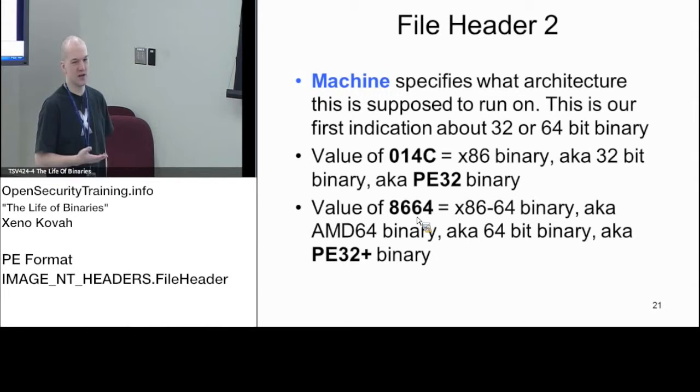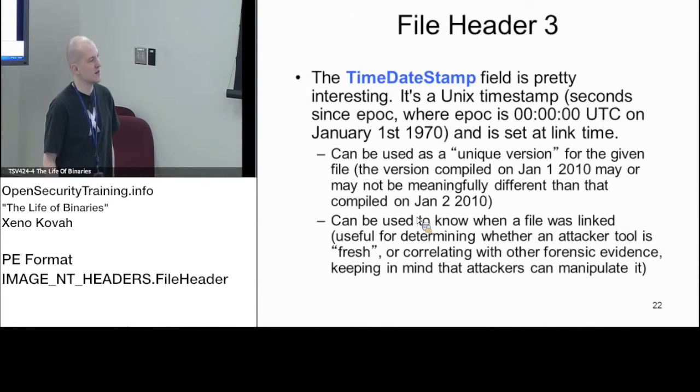But what it's really trying to say, just to be clear, is what the architecture is that it's supposed to be running on. All right, time date stamp is, as I said before, a pretty interesting one. And it is a typical Unix seconds since epoch. So epoch is January 1st, 1970. And it's saying, how many seconds have elapsed since 1970, basically. And so based on this, you can figure out what time it's referring to.